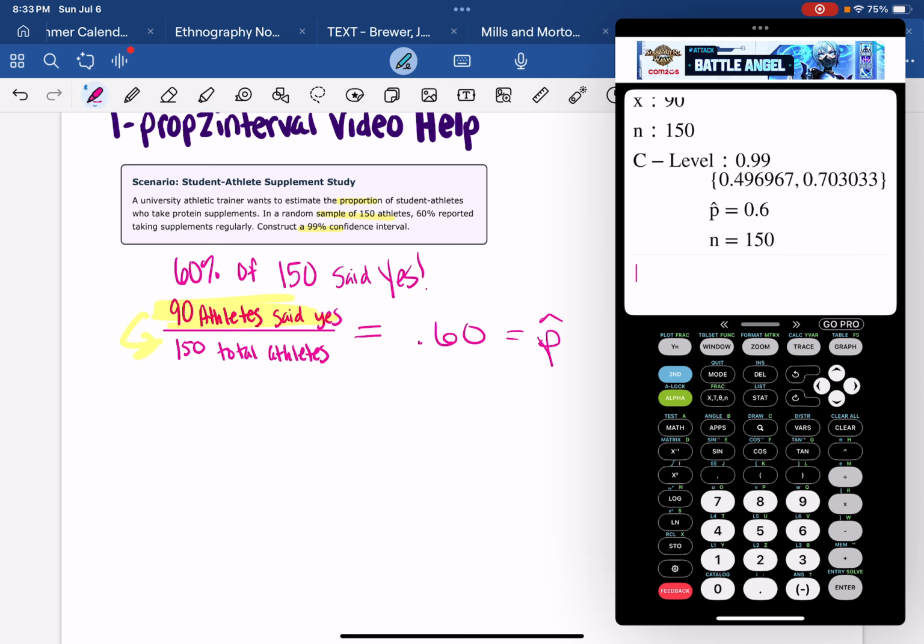This is our output screen. We're going to round to 1 decimal place, 0.5, and 0.7. So in context, we can say we are 99% confident that the proportion of student athletes who take protein supplements regularly is between 50 and 70%. And that is your 1-prop-z interval. Helpful video.